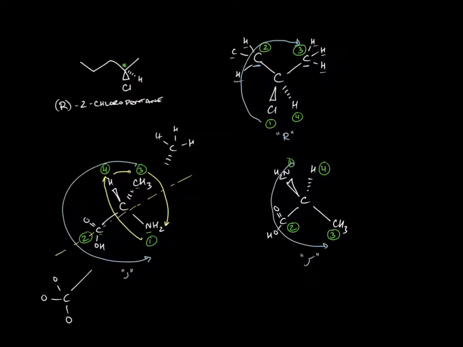As it turns out biologically, all amino acids are always S, except for one of them. The one that isn't is glycine. Glycine is this. So I would like you to think about and answer in class, why is this guy not S? It's the only one that isn't.